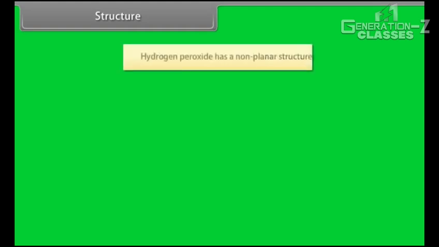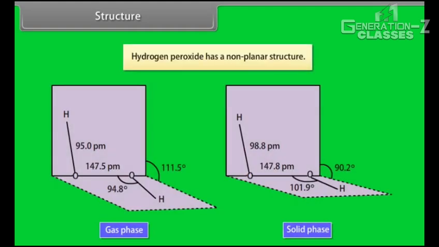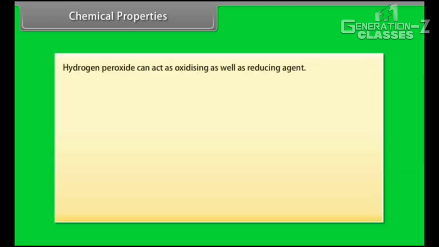Structure. Hydrogen peroxide has a non-planar structure. In gas phase, dihedral angle is 111.5 degrees. In solid phase at 110 Kelvin, dihedral angle is 90.2 degrees. Chemical properties. Hydrogen peroxide can act as oxidizing as well as reducing agent.